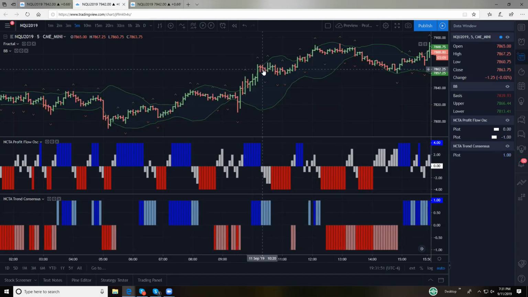How do I get part of that? Well, since you're out of the trade on the first bar, the next validation that you could get back in is when your profit flow oscillator is continuing to print long, telling you to go long, and your trend consensus comes on with a dark blue. Don't take the light blue, but with a dark blue. When they are aligned, you have alignment between the two indicators.